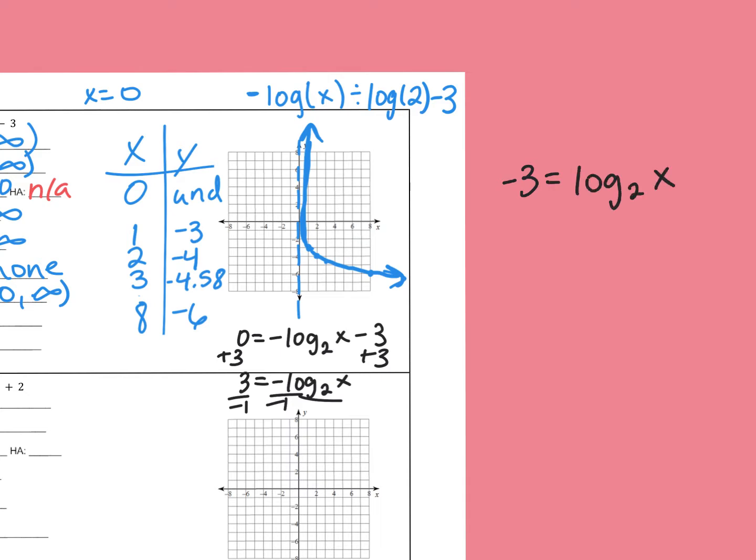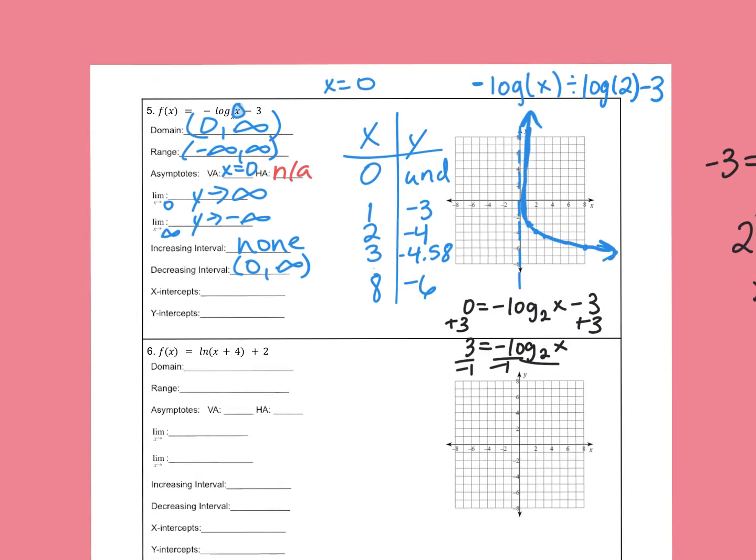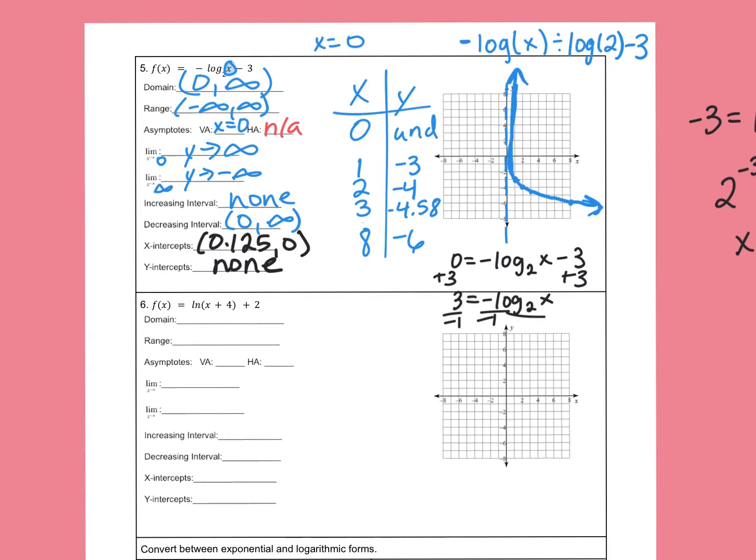So now I'm able to set this up. My base is 2. The negative third power equals x. If I type that in, 2 caret negative 3, enter, I get x equals 0.125, comma 0. And then for the y-intercept, none, right? That's our asymptote.